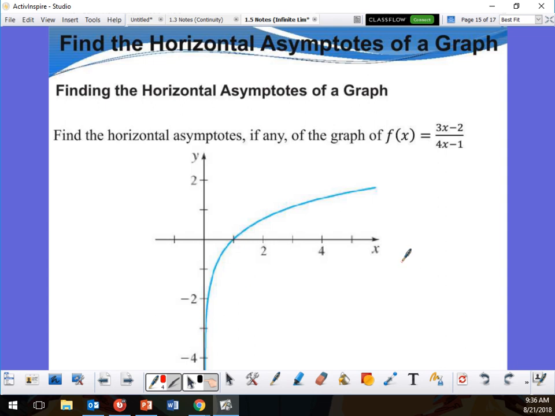No. Oh, it isn't. So now you guys see it. It's not this graph. Sorry about that. So the asymptote is 3 over 4. Same degree, that's what we get.